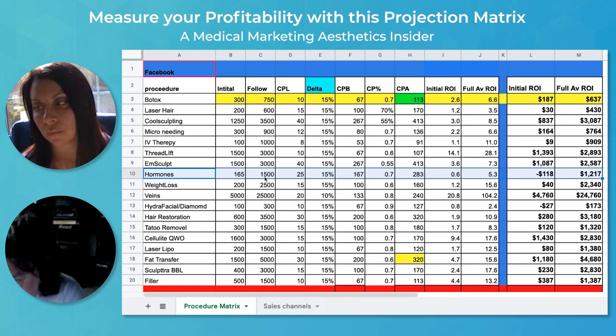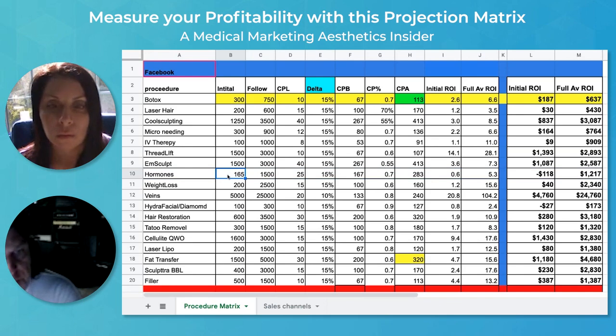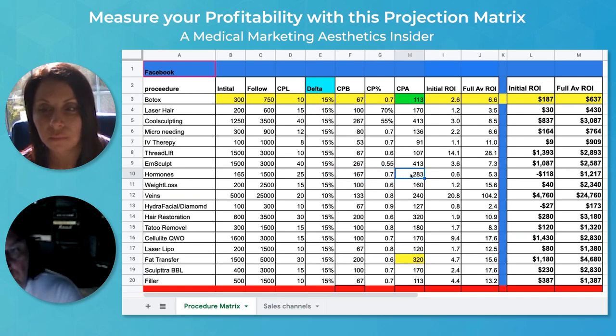But what's interesting is that we'll just do the numbers here quick in Facebook. So an initial, let's say, consult's $165. Your cost per lead is $25. Your delta's 15%. That's 1 out of 6.5. That puts your cost per booking at 167. Your leads, you close people at 70%. Your cost per acquisition is $283. And you can see your initial ROI goes negative.